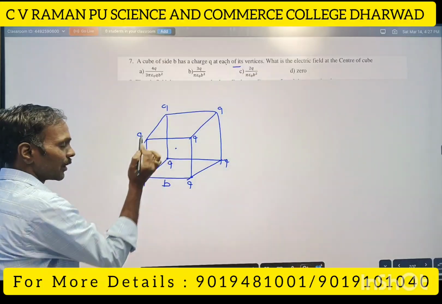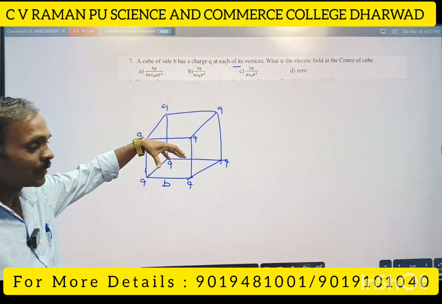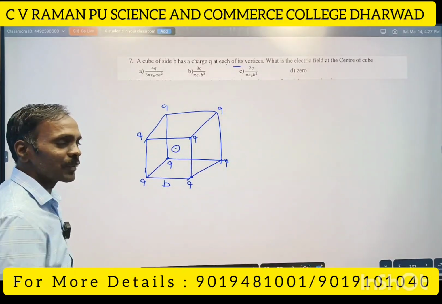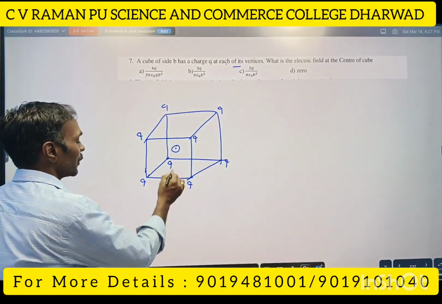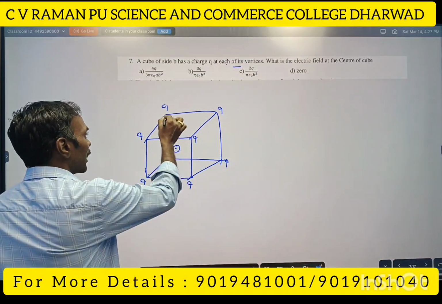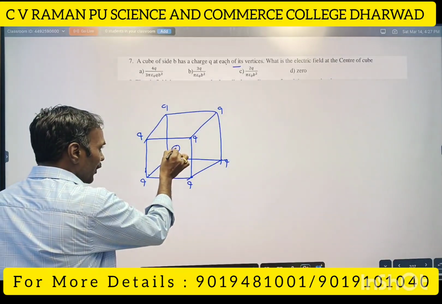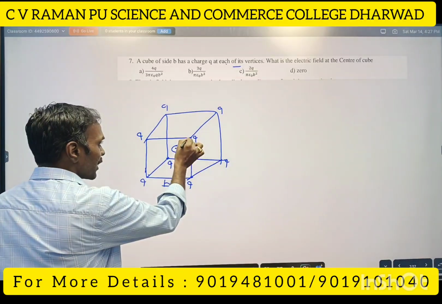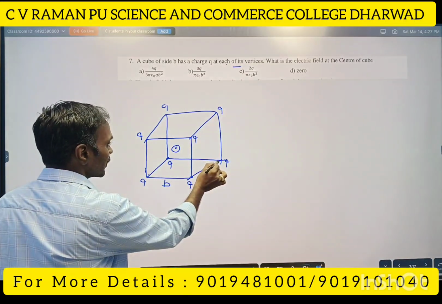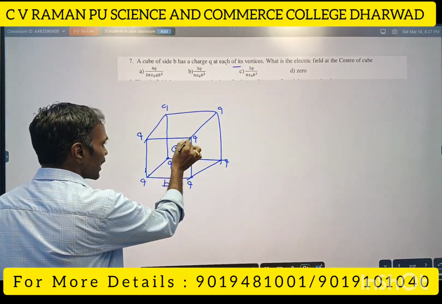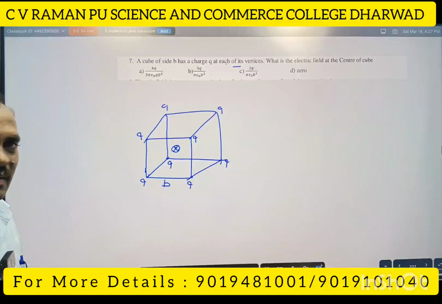Now we have to calculate the electric field. Now see, here there is a symmetry. In this question we have symmetry. So the net electric field at the center of the cube becomes 0 because there is a symmetry. What do you mean by symmetry? At this point, the electric field because of this charge is cancelled by this charge. The electric field because of this charge is cancelled by this one, and so on. So the net electric field at the center of the cube becomes 0.